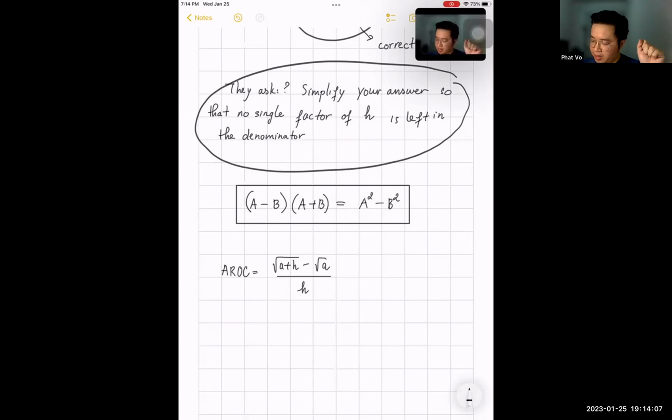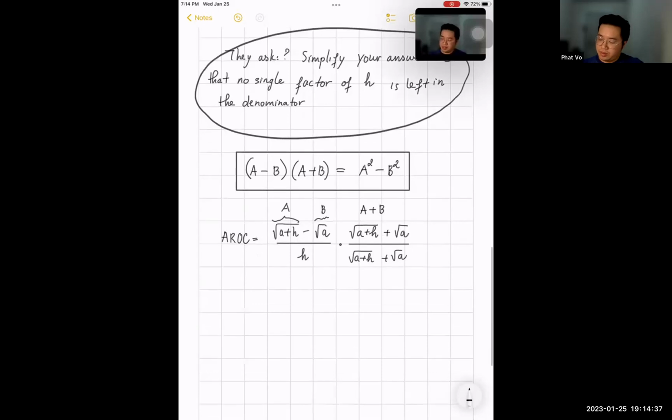Okay. So if I see this guy is a and this guy is b, the numerator here now is a minus b. So I will multiply the numerator and denominator by a plus b. That means I will multiply by this guy. Okay. So I will get the answer as follows.